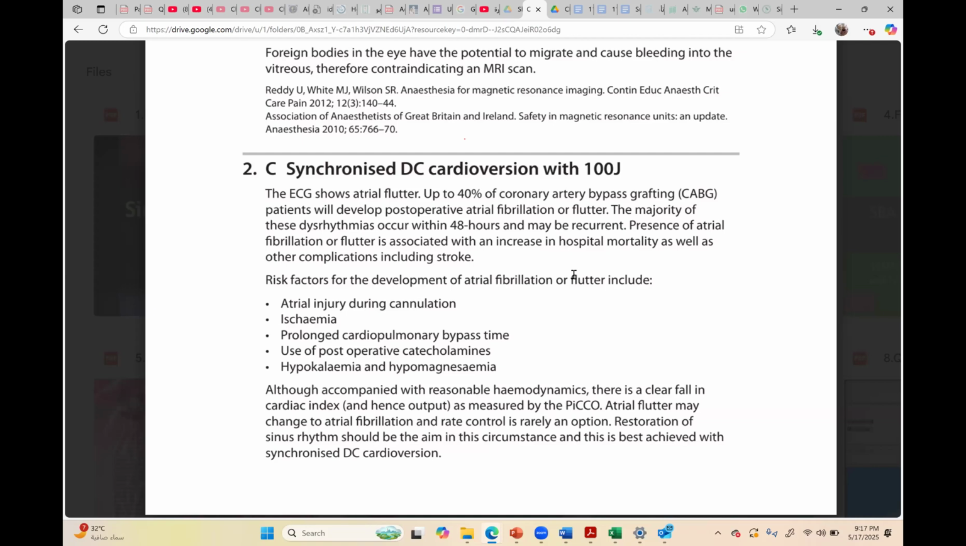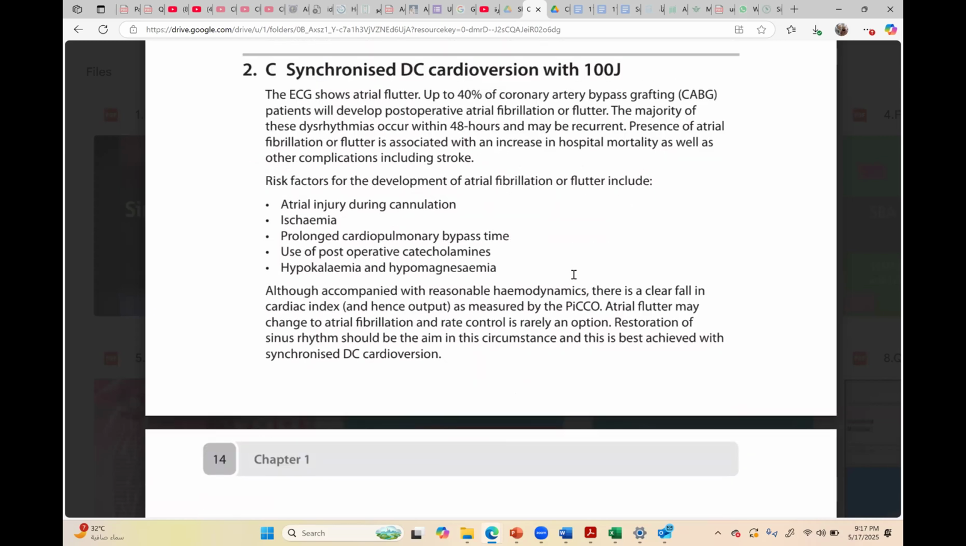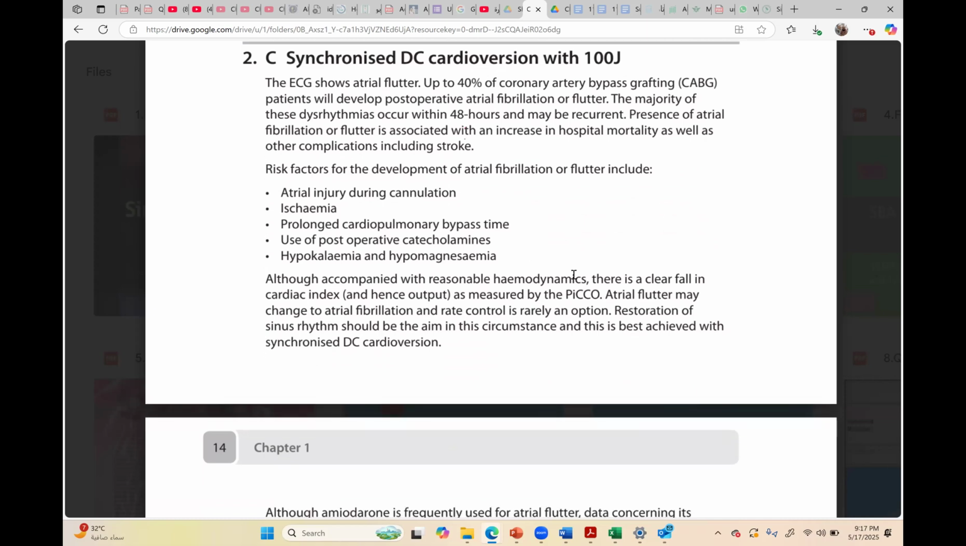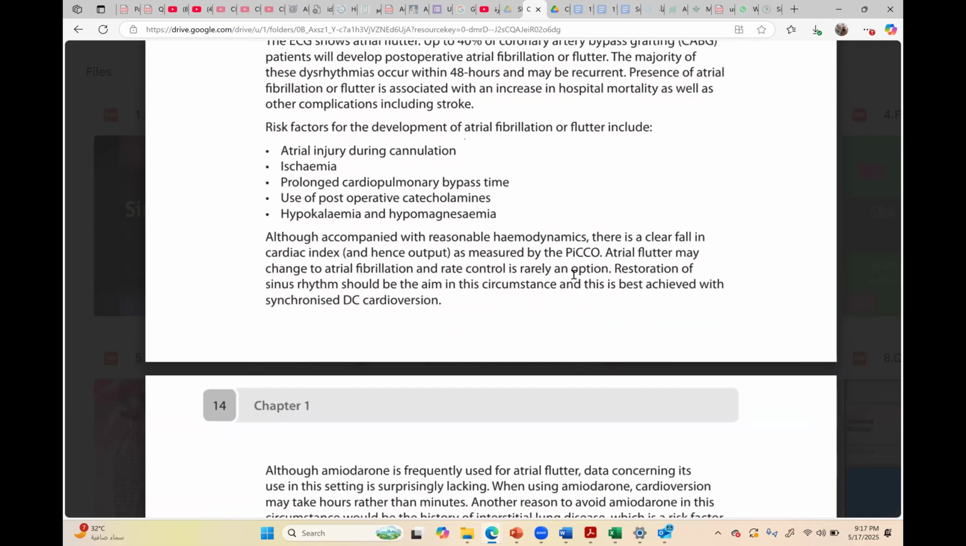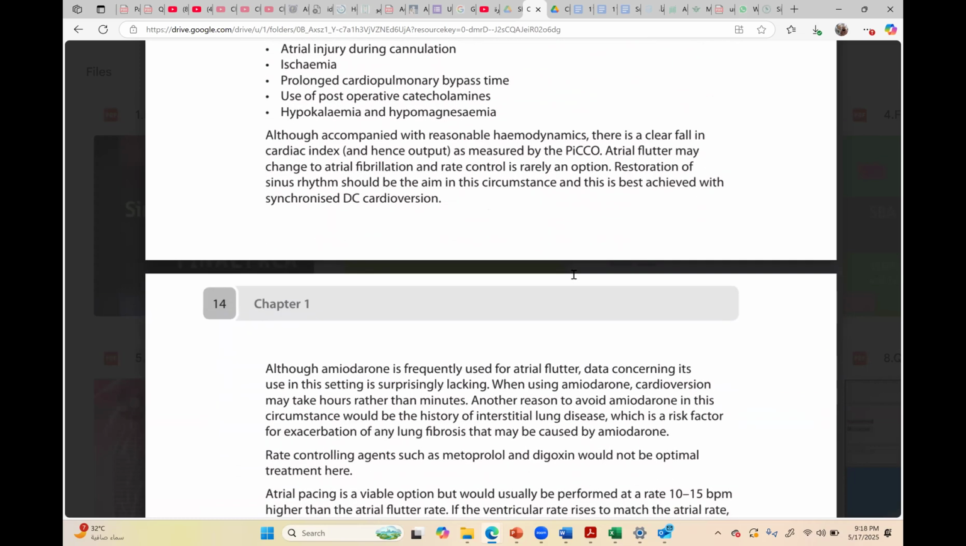Although accompanied with reasonable hemodynamics, there is clearly a fall in cardiac index as measured by PICCO. Atrial flutter may change to atrial fibrillation and rate control is rarely an option. Restoration of sinus rhythm should be the aim in this circumstance and is best achieved with synchronized DC cardioversion. Although amiodarone is frequently used for atrial flutter, data concerning its use in this setting is surprisingly lacking.